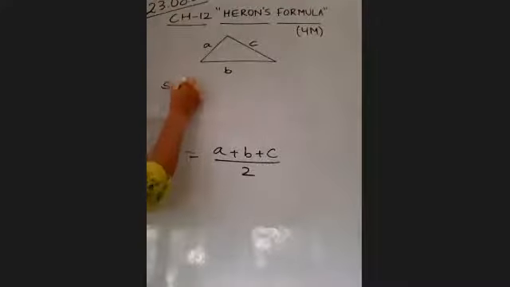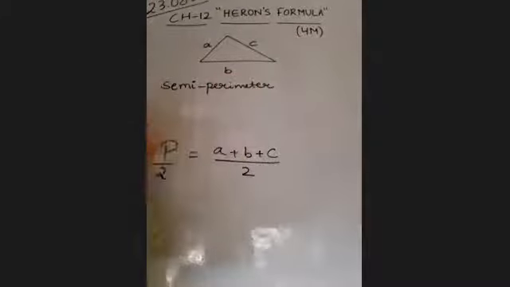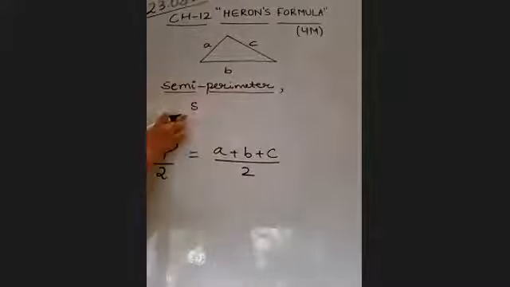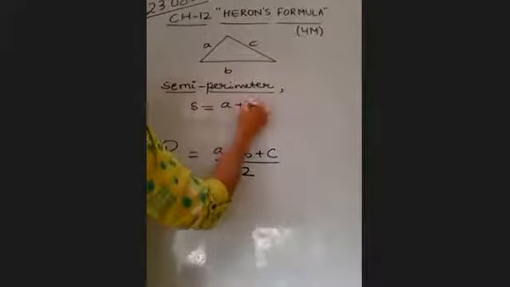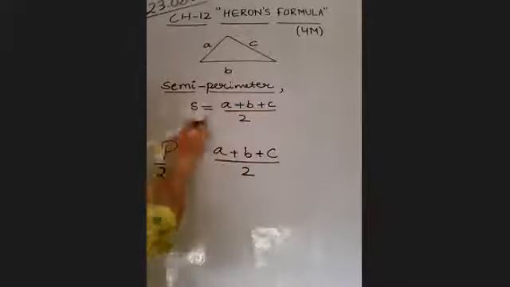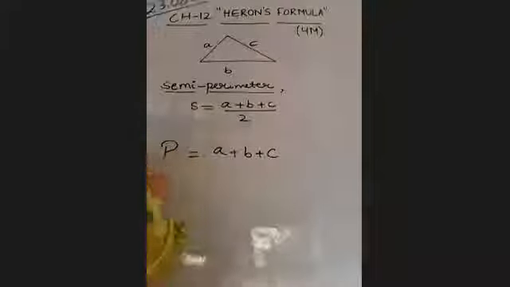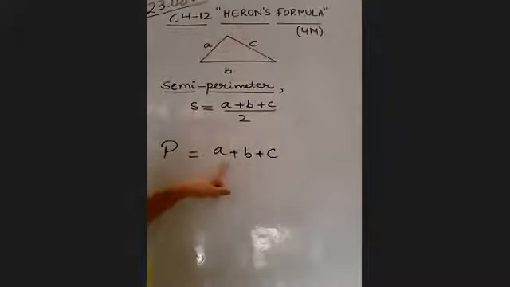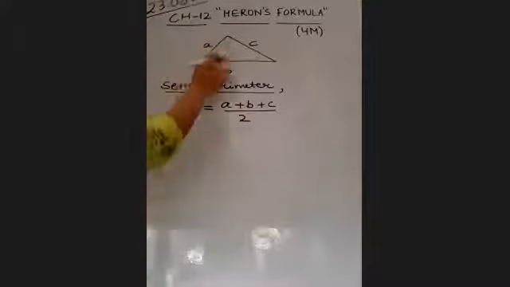So this is called the semi-perimeter. Semi is half. You have heard semi-circle. The symbol used for semi-perimeter is small s. Perimeter is A plus B plus C, so semi-perimeter, half of the perimeter, denoted by small s, will be A plus B plus C divided by 2.